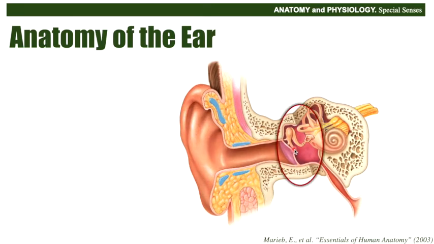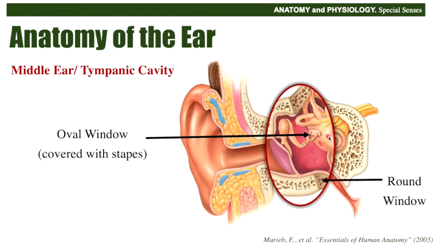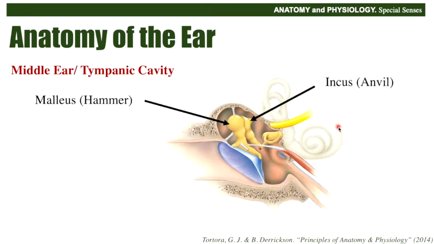The middle ear is a small air-filled cavity located within the temporal bone. It is separated from the external ear by the tympanic membrane and from the internal ear by this thin bony partition that has two small openings, the oval window and the round window. The middle ear cavity, also known as tympanic cavity, contains the three smallest bones in the body, which are named based on their shapes. These are the malleus or hammer, incus or anvil, and stapes or stirrup.